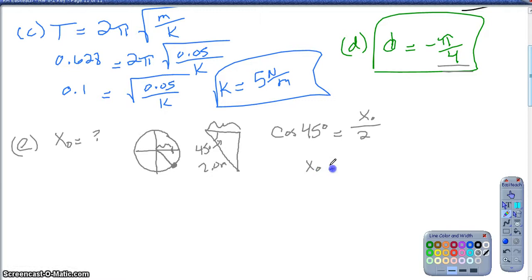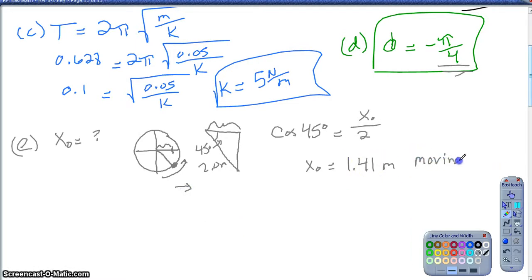So solving for that initial position, I do get a positive 1.41, and that tells me this is where the object starts, right? It starts at 1.41 meters in the positive direction. The other aspect that I want to make sure you're comfortable thinking about right now is which direction it is moving. Well, since the phase shift was negative pi over 4, it's down at this location, so as we're going around the unit circle, wouldn't the horizontal component be going to the right at that location? So this is moving in the positive direction.